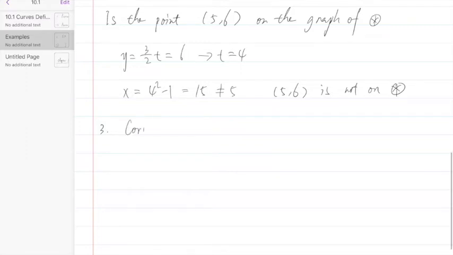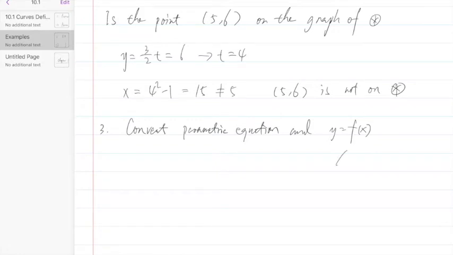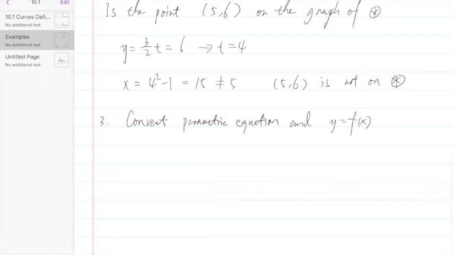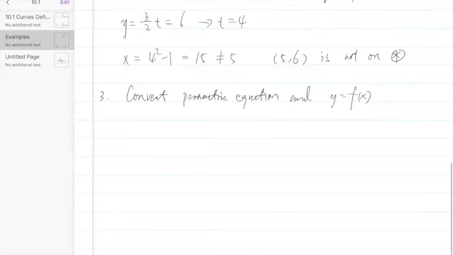Now the third one is kind of interesting. That is, can you convert a parametric equation to the original equation we did, which is y equals f(x), because we have learned this one so much? So if we see something, we can recognize this is a circle, this is a straight line, or something. So if we have a way to transfer any parametric equation back to this, we will be able to see it. So let's see the example.